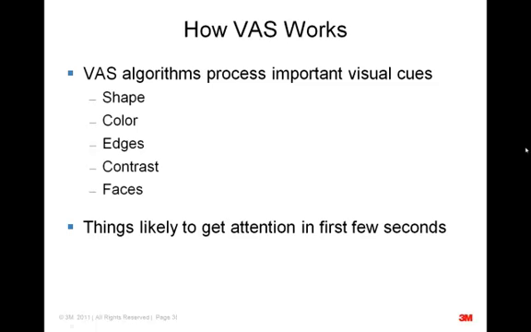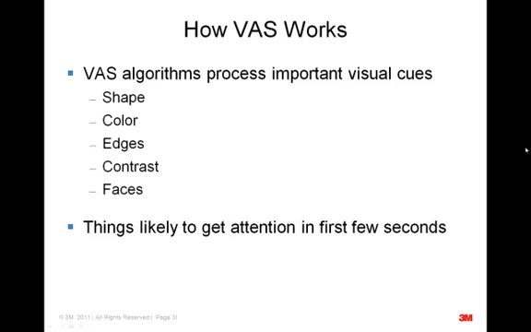So how does VAS work? VAS algorithms process important visual cues, things like shapes, colors, edges, contrast, and faces. These are things that are likely to get your attention when you first view a scene.